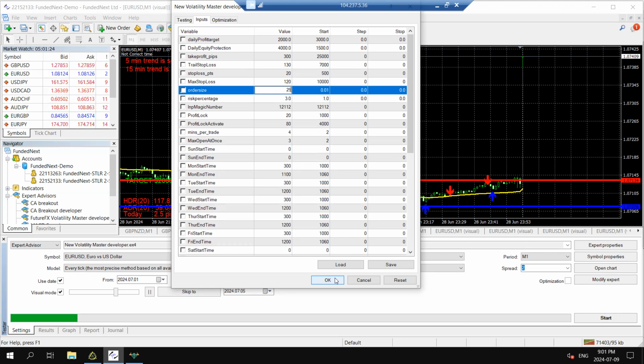Now, depending on your account balance and more importantly, your account leverage, if you've only got a low leverage account, you probably won't be able to use such a high lot size. So you might not be able to go as high as a 3% risk. So if you're not getting trades, that could be the issue.